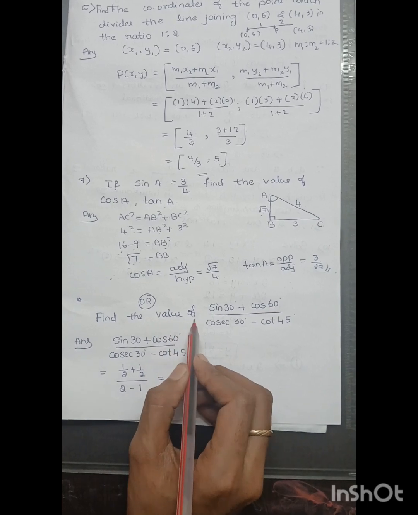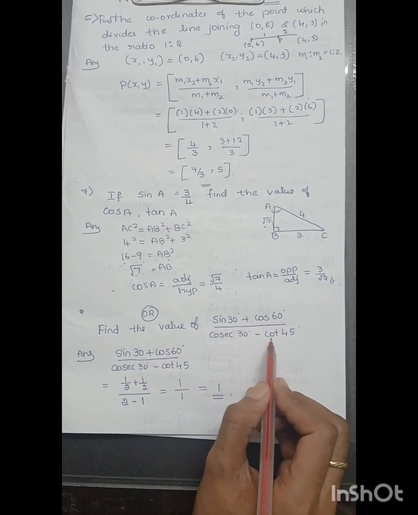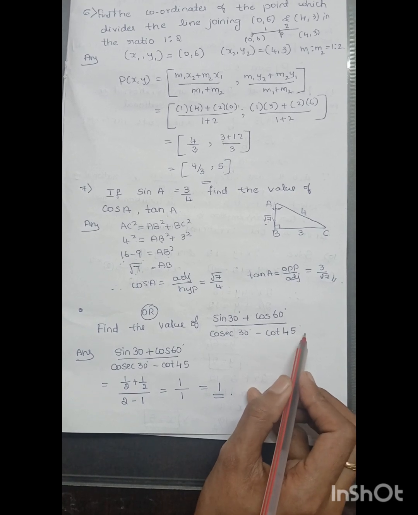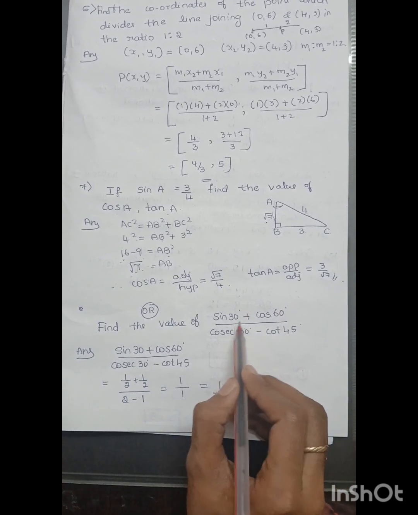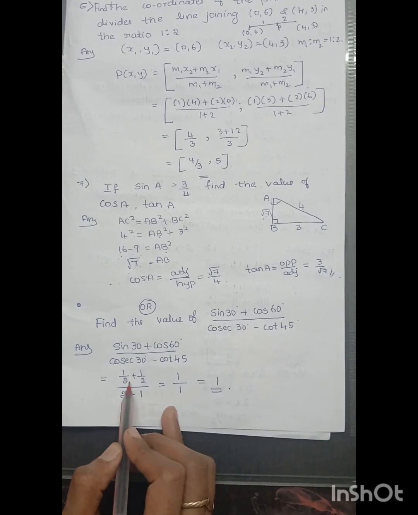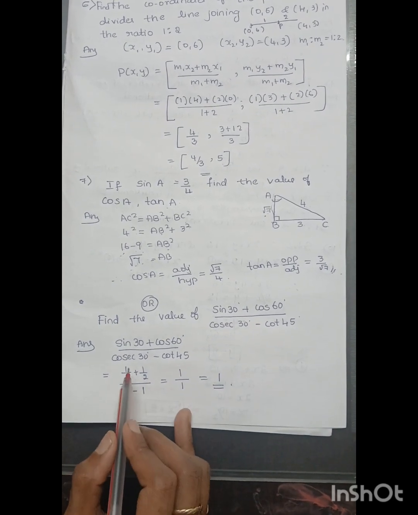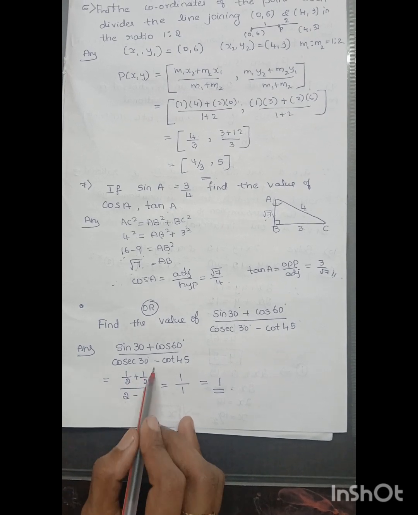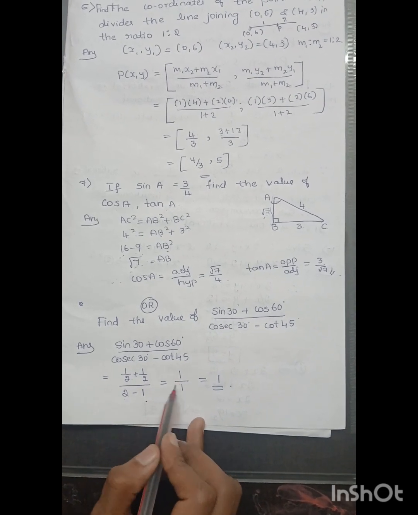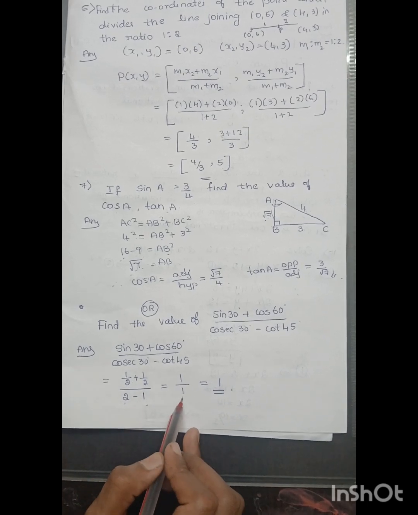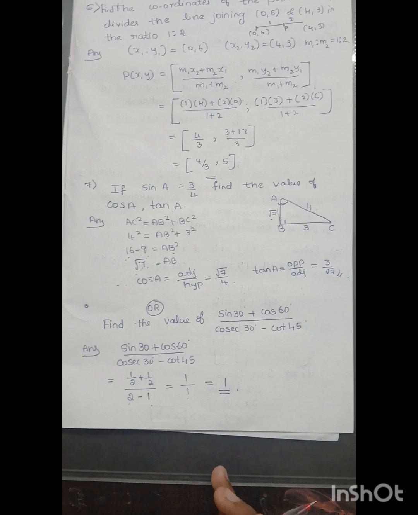Find the value of sin 30 plus cos 60 divided by cosecant 30 minus cot 45. This is a direct question by using particular values of the trigonometric functions. Sin 30 value is 1 by 2 and cos 60 value is also 1 by 2, divided by cosecant 30 value is 2 minus cot 45 value is 1. Half plus half is 1, divided by 2 minus 1 is 1. So 1 by 1 is equal to 1 is the answer.